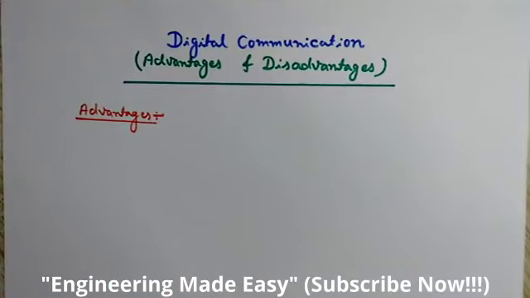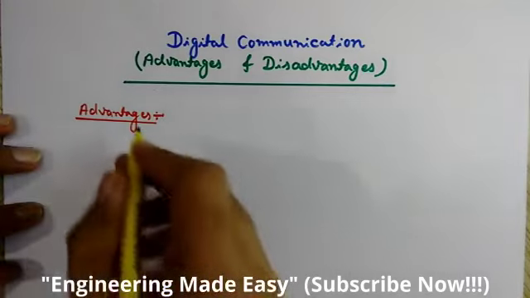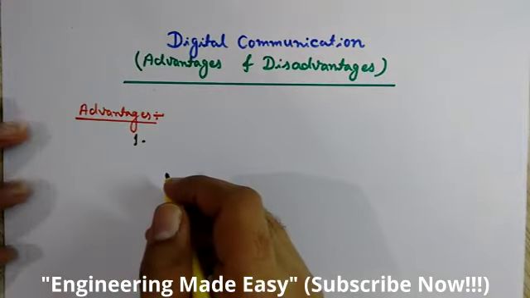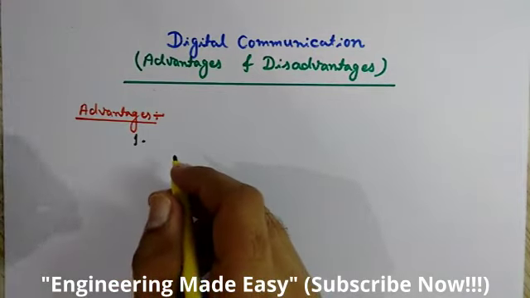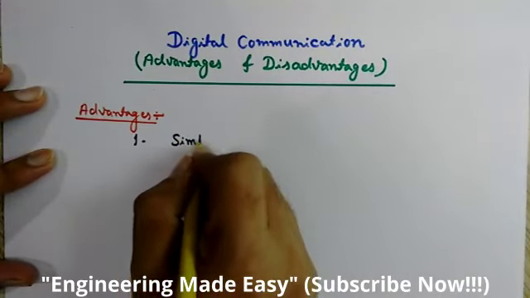So first of all we will discuss the advantages. Digital communication systems are simpler and cheaper in implementation as compared to analog communication systems. This has become possible due to advancements in integrated circuits, IC technologies. These ICs are very small, reliable, and cost effective. Such ICs are used in digital communication. So our first advantage is, these digital communication systems are simpler.